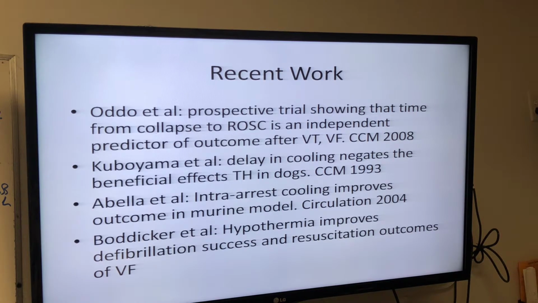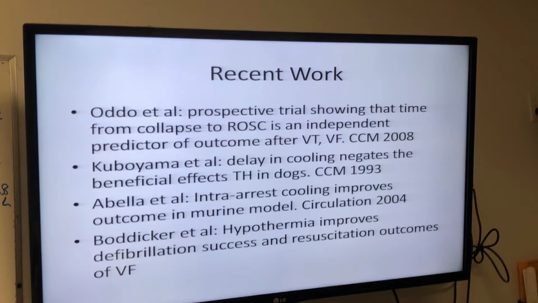In 1993 it was published that delaying cooling negates the benefit of therapeutic hypothermia in dogs. Abella, remember that name? Abella is a famous name in hypothermia. Intra-arrest cooling, basically cooling during the cardiac arrest. Obviously, you know that therapeutic hypothermia is under attack now, and it's not happening the way we did it in the past. I'll explain why. But if hypothermia comes back, and we ever do hypothermia again, it's going to be because of this, right? If we start doing intra-arrest cooling, because it makes sense.